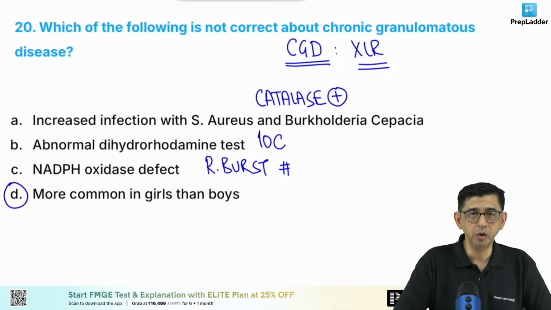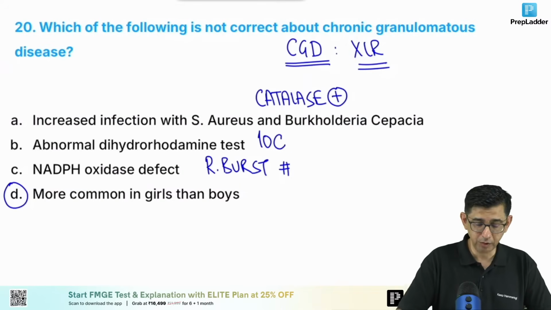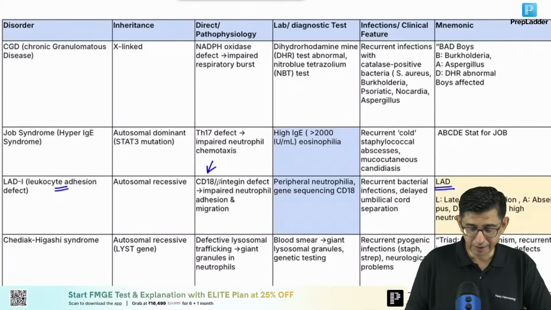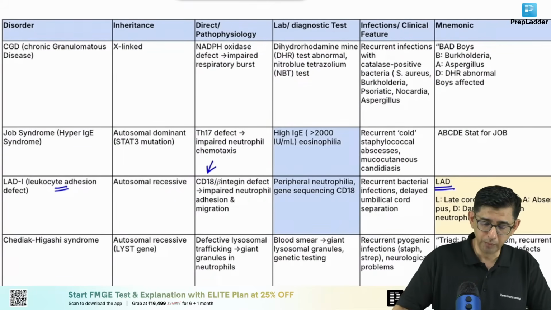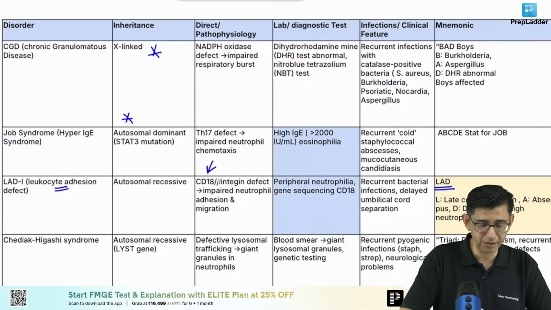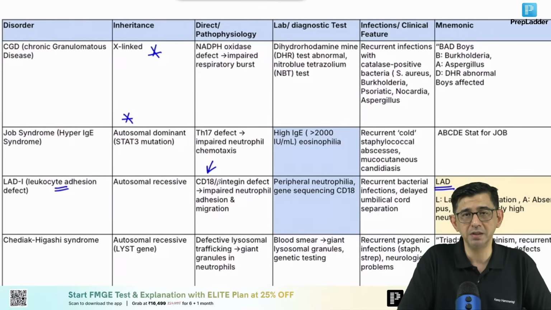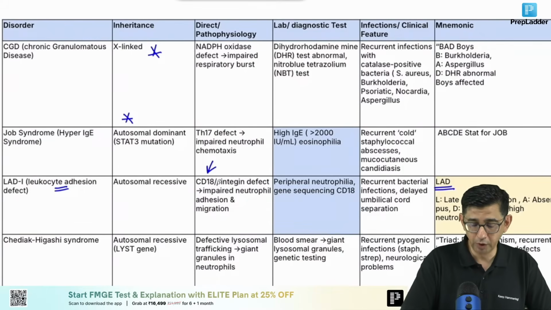That it is more common in girls than in boys is wrong, because the pattern of inheritance in this is X-linked recessive. So what I've done here is also mention the patterns of inheritance for each one of them. You can straight away answer: autosomal dominant for Job syndrome, which was the first one we discussed. For chronic granulomatous disease, it's X-linked recessive. And for LAD, remember, late umbilical cord separation is present. And eosinophilia is a hint which is always given in Job syndrome.